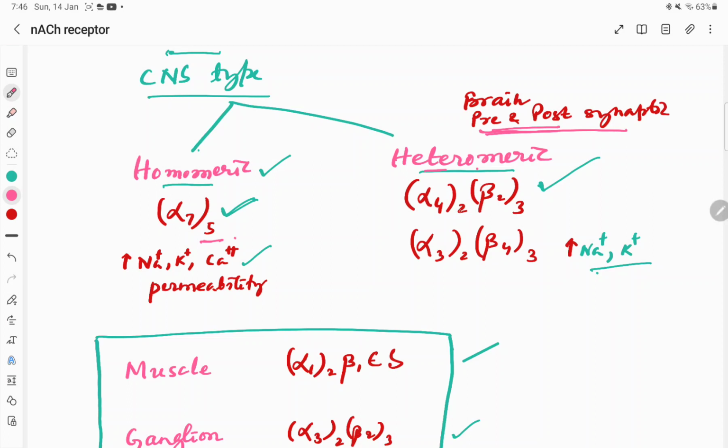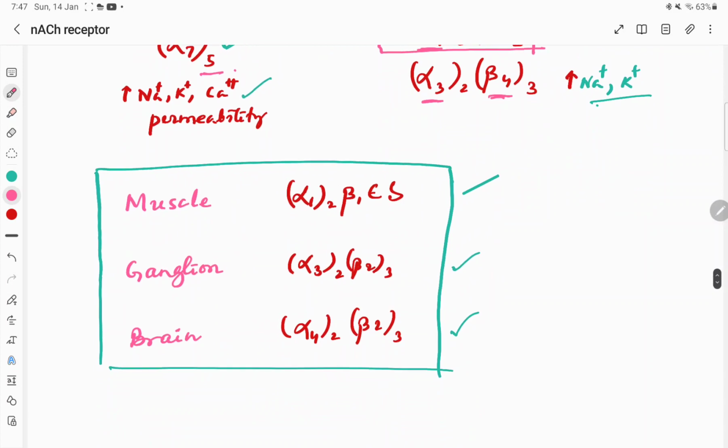And 2 alpha 4 or alpha 3 can be there, and 3 beta 2 or beta 4. So 2 alpha 4, 3 beta 2 is one combination, 2 alpha 3, 3 beta 4 is another combination. But the most common is the combination consisting of 2 alpha 4, 3 beta 2. So we can summarize here.